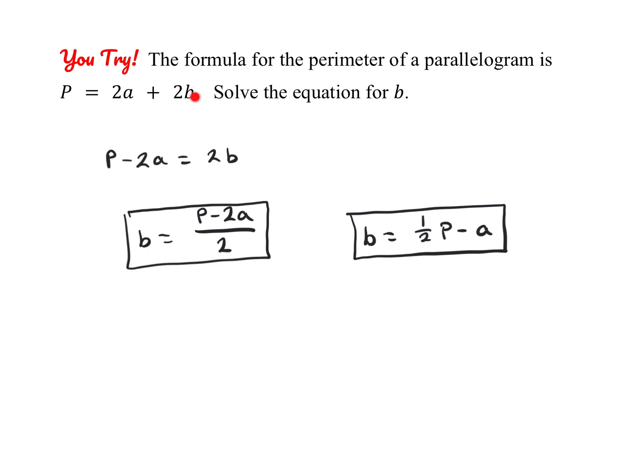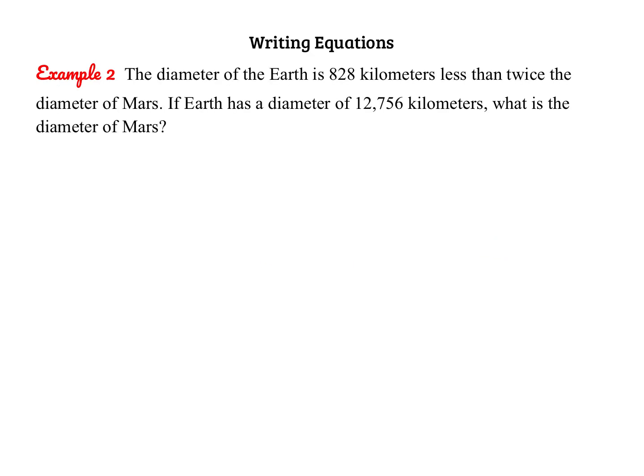So here we want to isolate the b, so I moved over the a and then I divided by 2. You can leave your answer like this. If you'd like, you can divide each term in your numerator and write it like this. Either way is completely fine. All right, so now we're going to see if we can practice setting up our own linear equation given pieces of information and see if we can use that to help us answer a question.